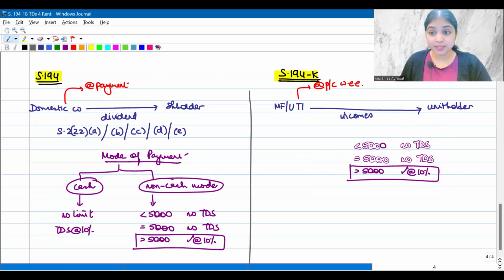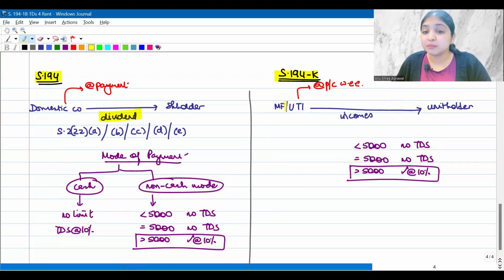Our first section was section 194. Under section 194, we are talking about dividend. Dividend, it can be any type of dividend. If you are paying it in cash, irrespective of the amount, the company will deduct the tax at source at the rate of 10%. But if the mode of payment is any other non-cash mode, then only if it is more than 5,000, only then 10% tax will be deducted at source.